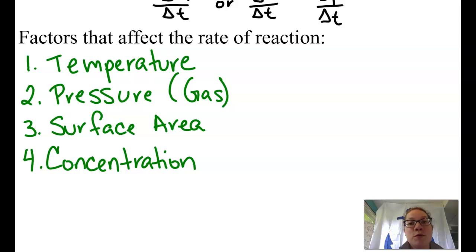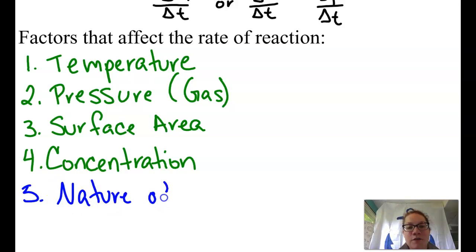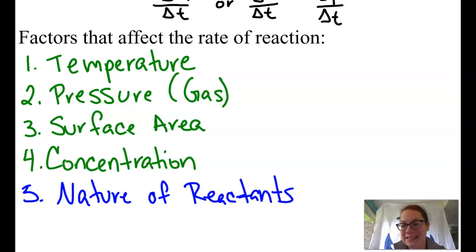Right, so there's two more that we're going to talk about that you might not have thought about. Number 5 is going to be called nature of the reactants. And so what that means is that if the particles start out more spread out, they are more likely to react faster. So if you have an ionic solid and you dissolve it in water, it will react faster than if you left it in a solid.